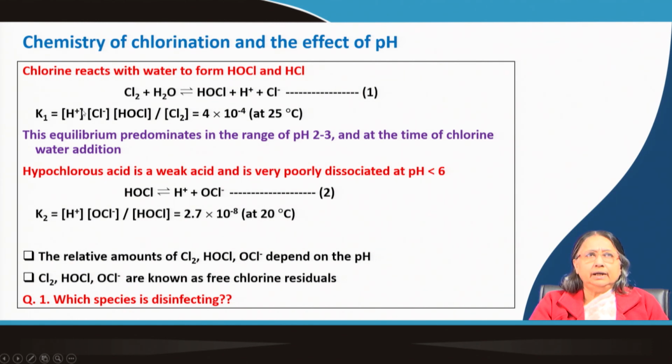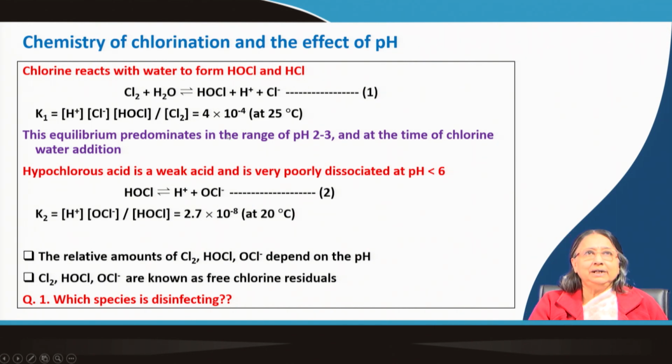So, K1 is the equilibrium constant for this reaction, and it is nothing but H plus ion concentration into chloride ion concentration into HOCl concentration by chlorine concentration, and that is nothing but 4 into 10 to the minus 4, okay, at 25 degree centigrade. You know that you have to mention the temperature, because this varies with temperature.